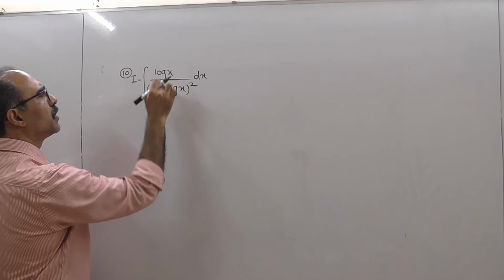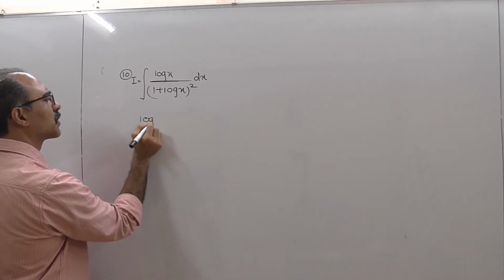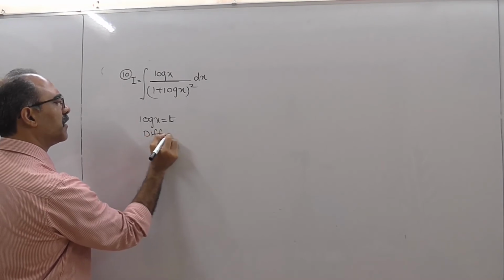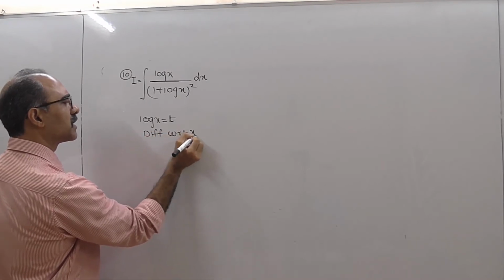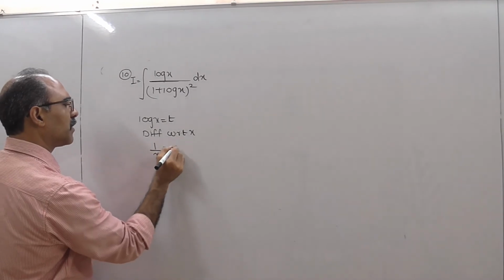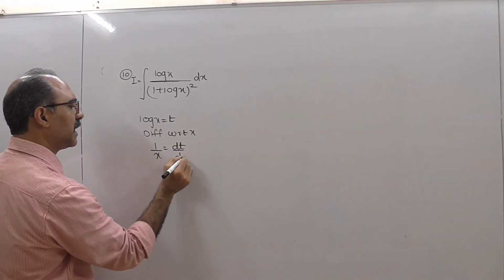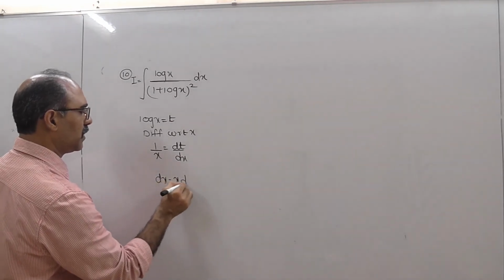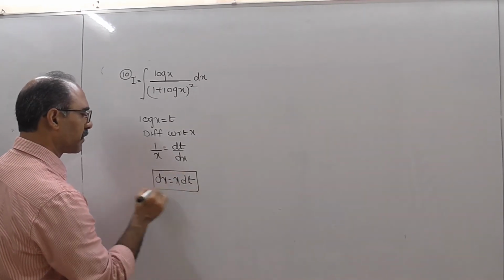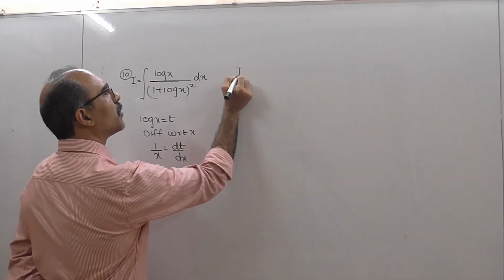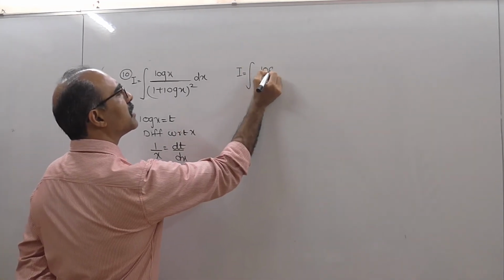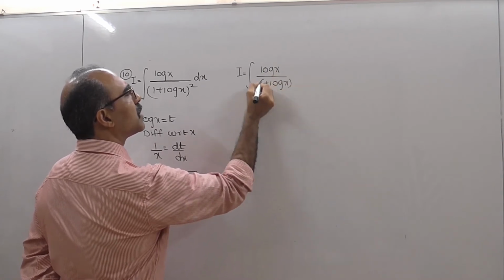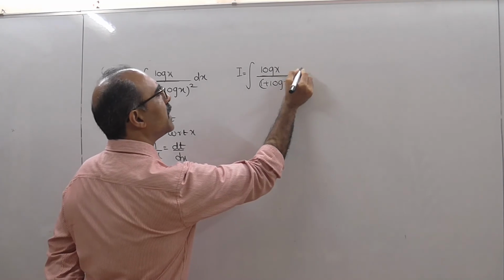The question is I equal to integration of log x upon 1 plus log x the whole square. Make an assumption log x equal to t. Differentiate with respect to x. The derivative of log x is 1 upon x, that is equal to dt by dx. Therefore, dx equals x times dt. So I'll copy the question again. This is integration of log of x upon 1 plus log of x the whole square dx.